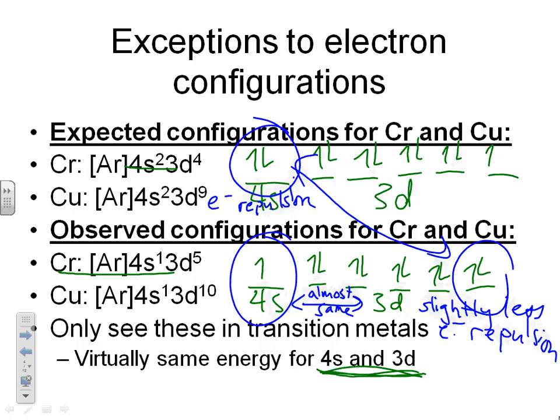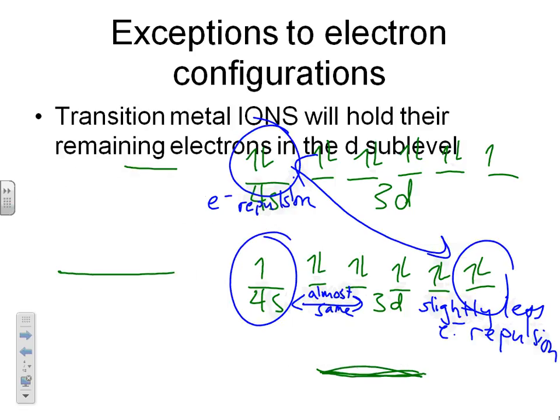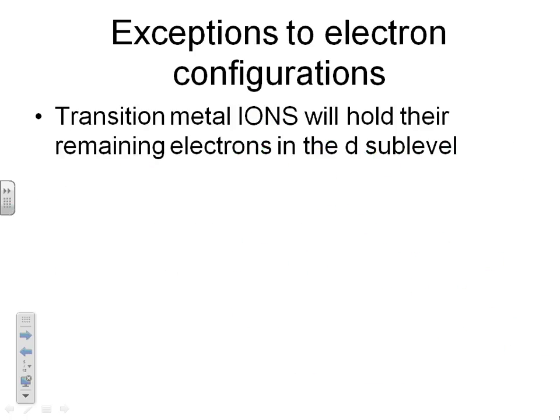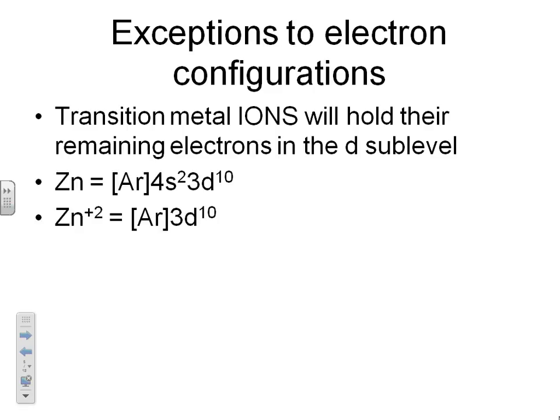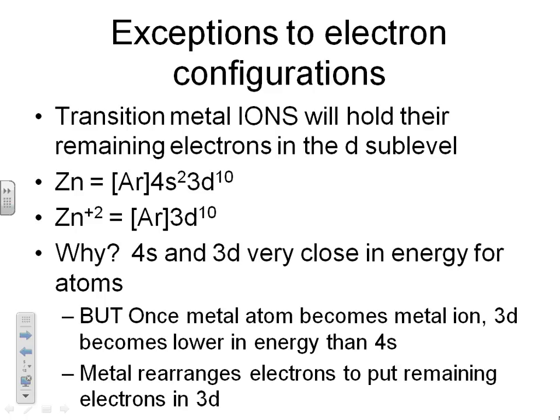So these are some exceptions in electron configuration that I did want to make you aware of. Now, some other exceptions with electron configurations also have to do with transition metals, and they have to do with when the transition metal becomes an ion. Because the s and the d sublevels tend to be so close in energy to one another, once the metals start losing electrons, once they start becoming ions, the electrons start to rearrange themselves, and we actually get an energy shift.